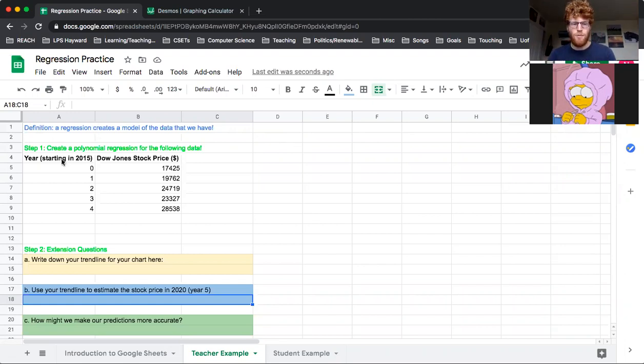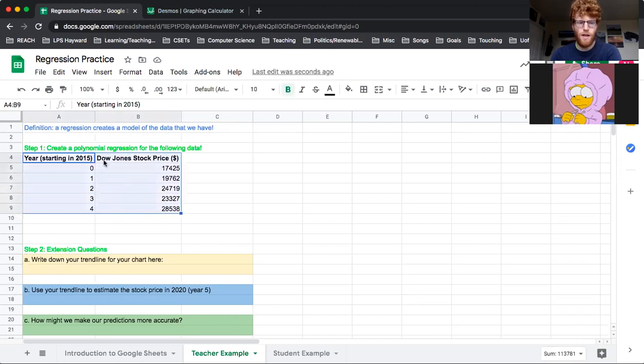Today in class, we looked at what it means to do a regression. A regression basically creates a model of whatever data that we have. We looked at a data table that compares the year versus the Dow Jones stock price, with the year starting at 2015: 2015, 2016, 2017, 2018, and 2019. We looked at how we can use Google Sheets to insert a chart, which is our very first step in making the regression.